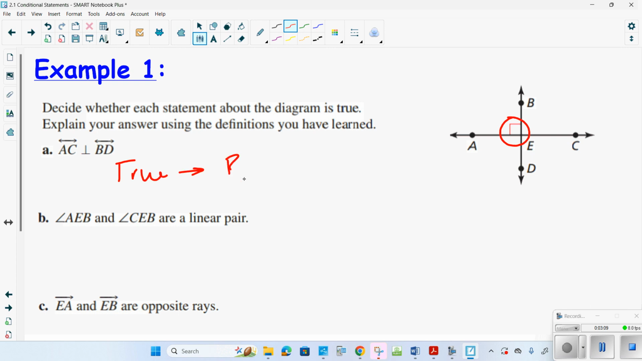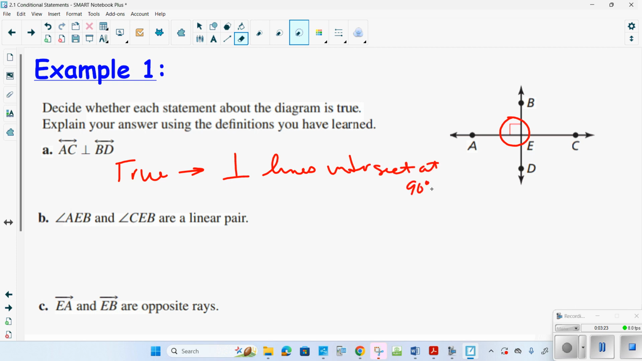because right angles, or perpendicular lines, intersect at 90-degree angles. So that right there told me that everything there is perpendicular. The next one, angle AEB, so looking over at my picture, AEB, and angle CEB are a linear pair. That again is true.